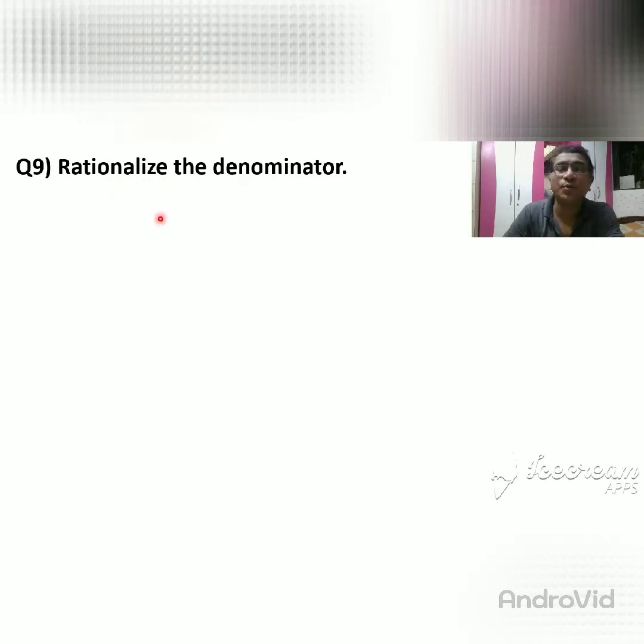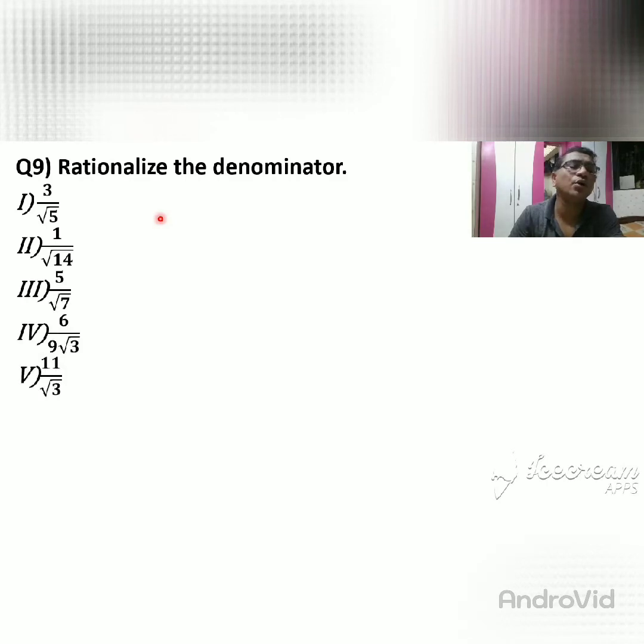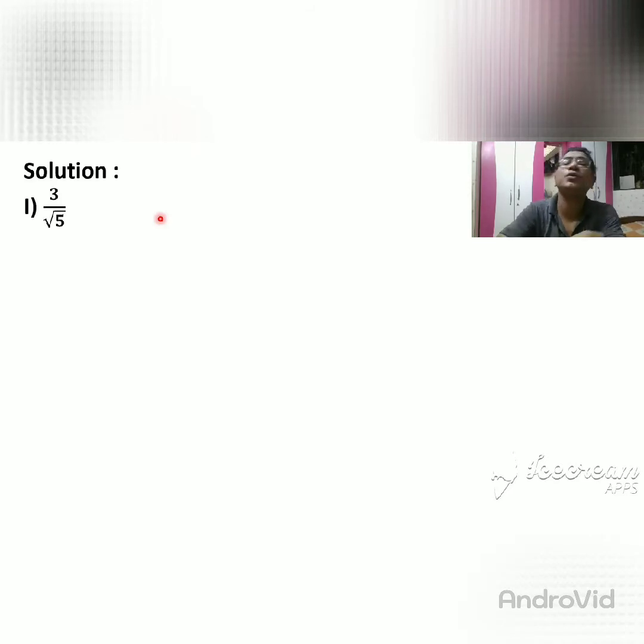Rationalize the denominator. Denominator means the number which is at the base. Top is numerator and at the base is the denominator. So first we write all the questions here and then we solve them. See, it is the first question: rationalize the denominator. This 3 is called the numerator and root 5 is called the denominator.